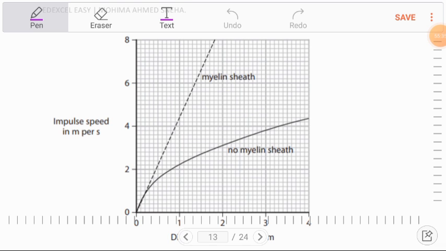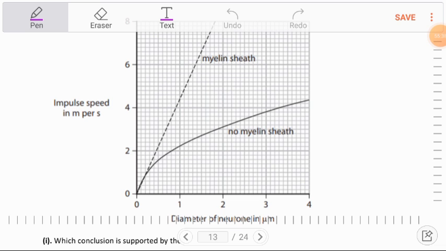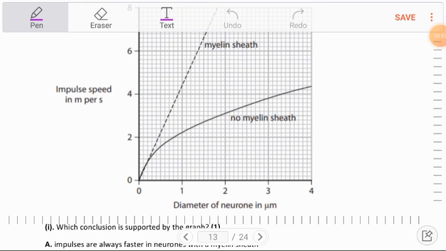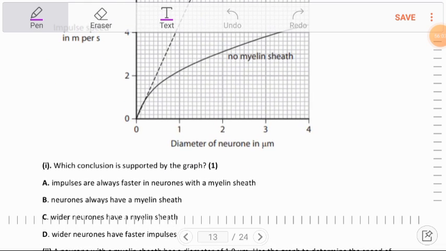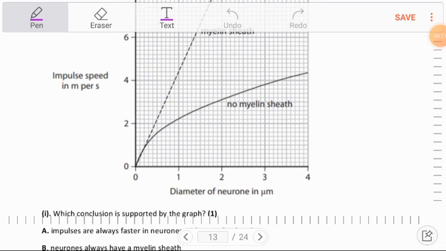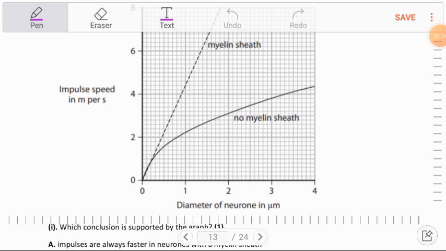So this type of graph actually gives information about the speed of impulse based on their diameters, not on their myelin. So part B1 says which conclusion is supported by the graph. As I've already stated, this type of graph gives information according to the axis labeled. This graph will give you information about the speed of impulse based on the diameters of the neuron. So option A says impulses are always faster in neurons with a myelin sheath, which is not correct, because we don't know if myelin actually has an effect or not, because the x-axis does not provide a label for myelinated or non-myelinated. It provides a label for diameters.